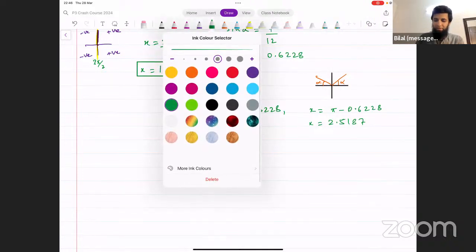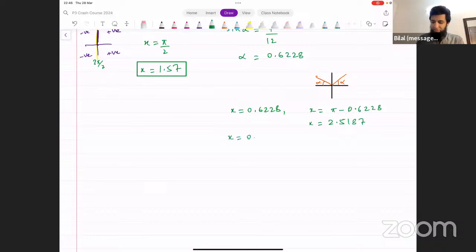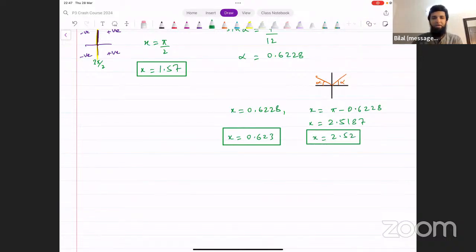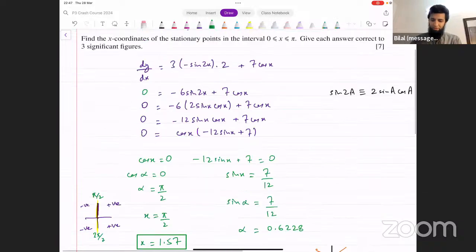And then we have x equals 0.623. That's another possible value. And then the last one is x equals 2.52. That is 2.518723, to three significant figures, 2.52. These are three possible values of x that we get from this. And that's it. That's all that we had to do here.